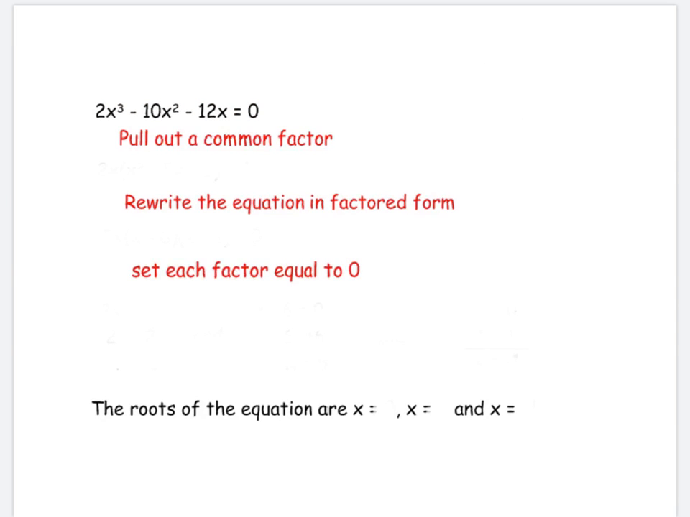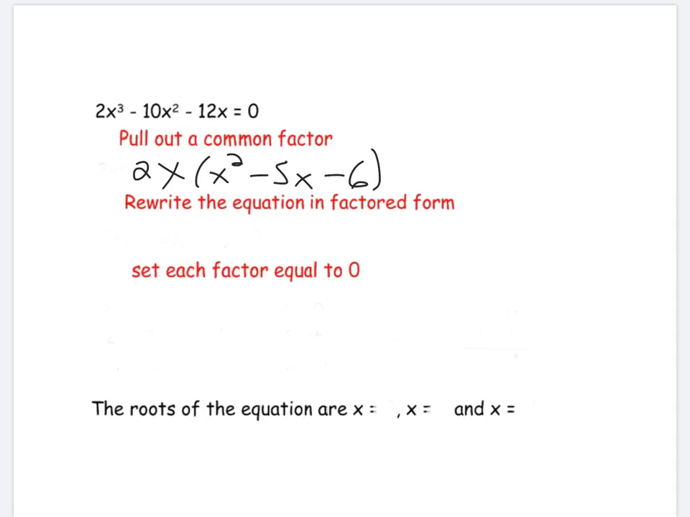This one is a little bit more complex. So let's take a look at this one. I have 2x cubed minus 10x squared minus 12x. I want to factor these. So I want to start by factoring by pulling out a common factor, which would be 2x. So I'm going to pull out 2x, and then if I pull out 2x out of 2x cubed, I'm left with x squared minus, and then if I pull 2x out of 10x squared, I'm left with 5x. And if I pull 2x out of minus 12x, I'm left with minus 6.